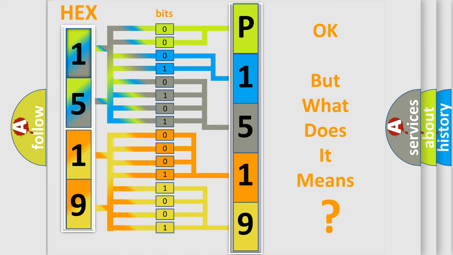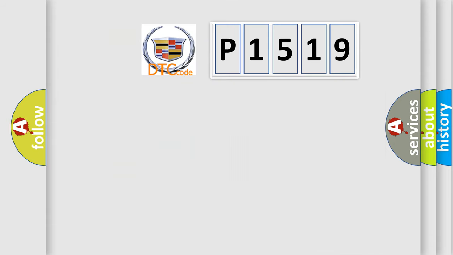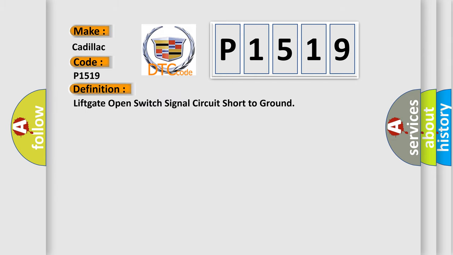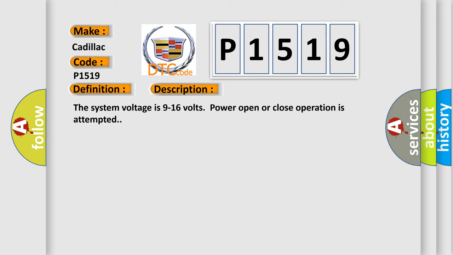The number itself does not make sense to us if we cannot assign information about it to what it actually expresses. So, what does the diagnostic trouble code P1519 interpret specifically for Cadillac car manufacturers? The basic definition is liftgate open switch signal circuit short to ground. And now this is a short description of this DTC code. The system voltage is 9 to 16 volts, power open or close operation is attempted.